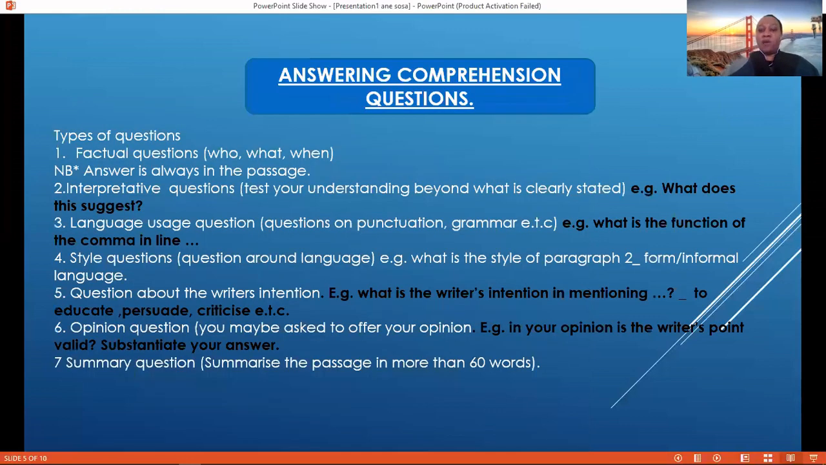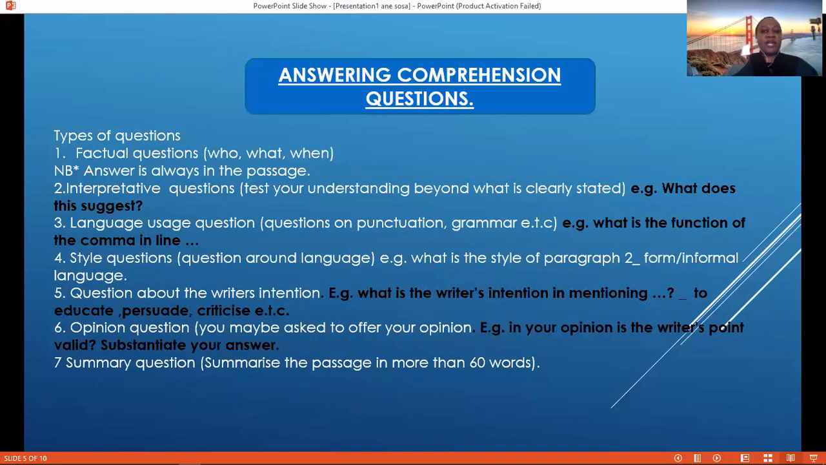Then we are now zooming into answering the questions. Answering comprehension questions, or answering questions from the text. When you comprehend, it means you understand. Therefore, it's important that when we answer the questions, we understand the text first.